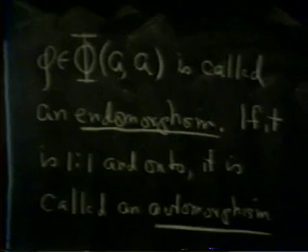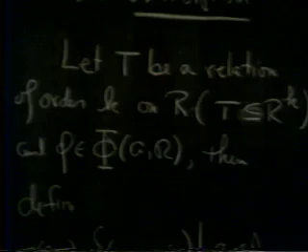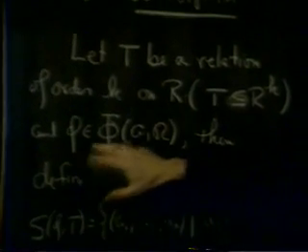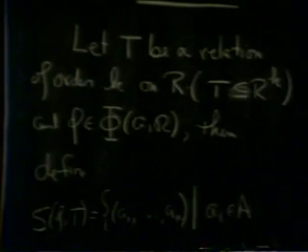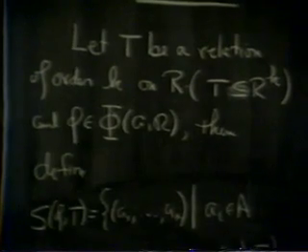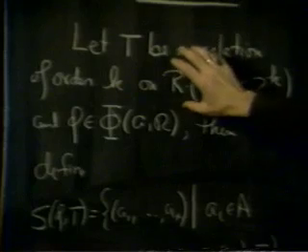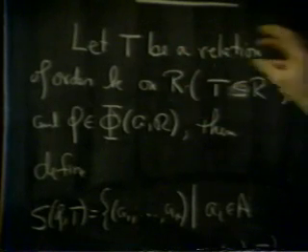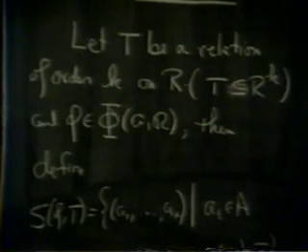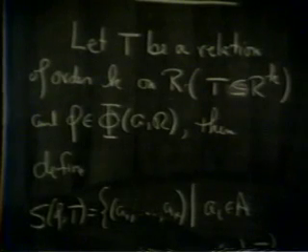Now, what I want to do at this point is, on the assumption that I'm dealing with an automorphism from script A into script R, I want to talk about relations in R and what they refer back to in the qualitative structure script A.